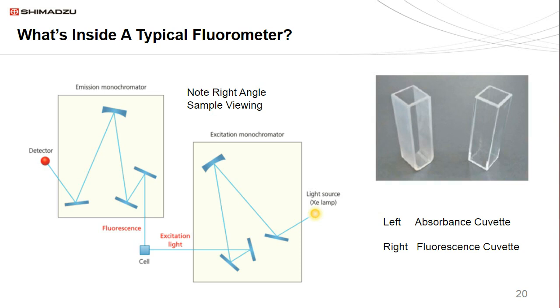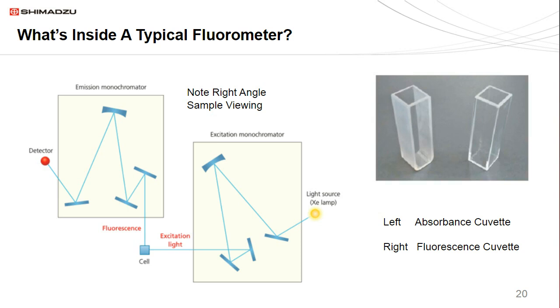The fluorescence is then collected, notice, at a right angle to the exciting light and goes into the emission monochromator, which has similar mirrors and diffraction grating and a detector. So one half of the instrument is exciting the sample and the other half is monitoring the emission.